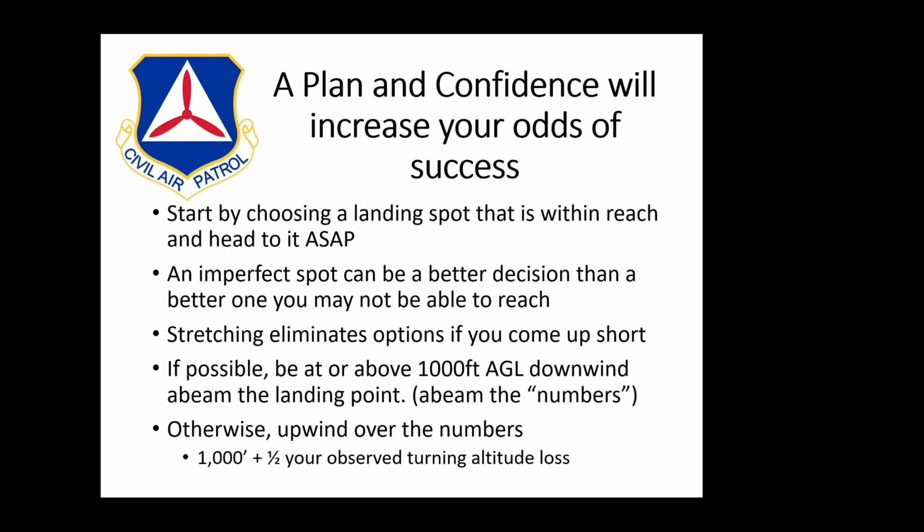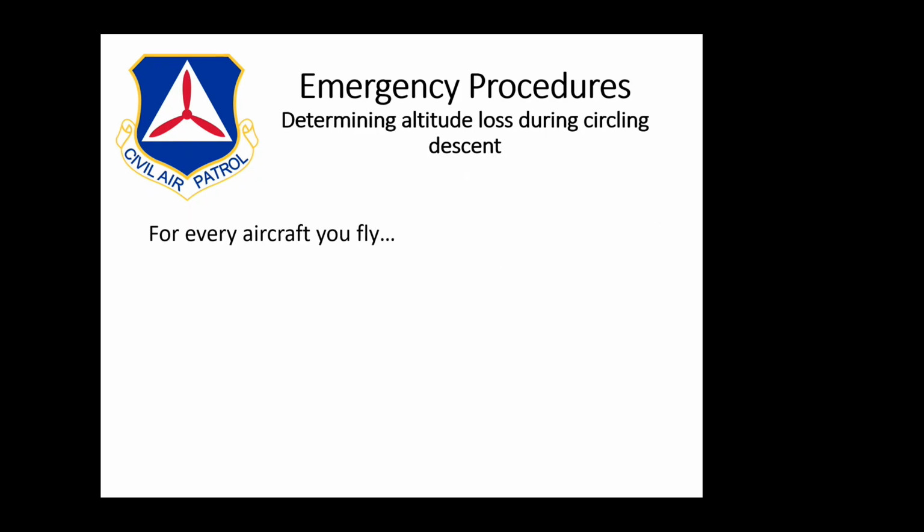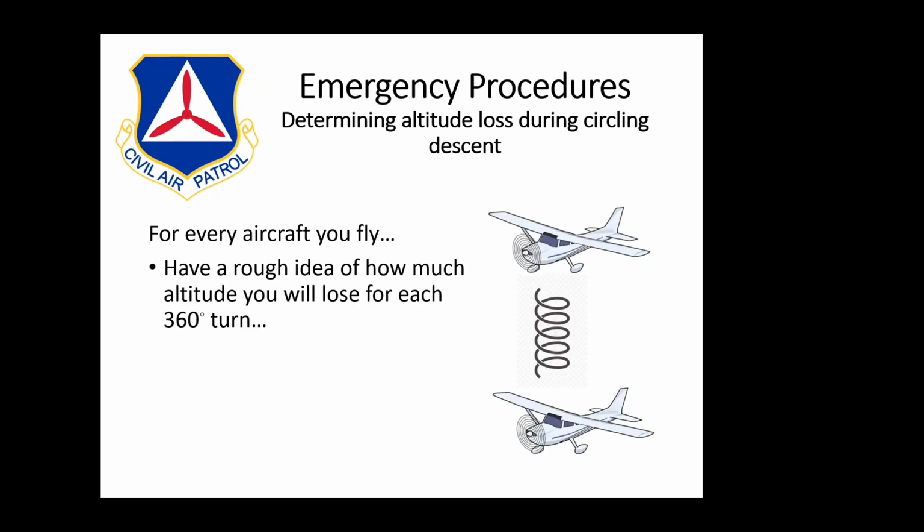We're proposing 1,000 feet plus half your observed turning altitude loss. Huh, what does that mean? Well, for every aircraft you fly, you should have a rough idea of how much altitude you're going to lose for each 360-degree turn.